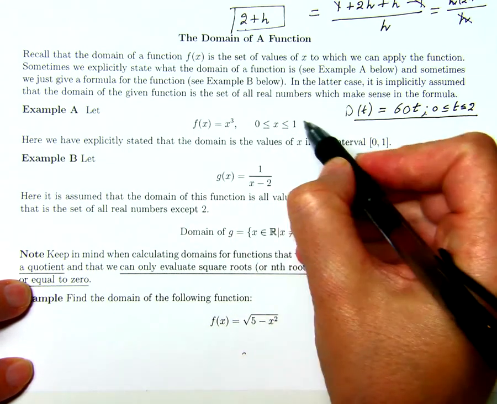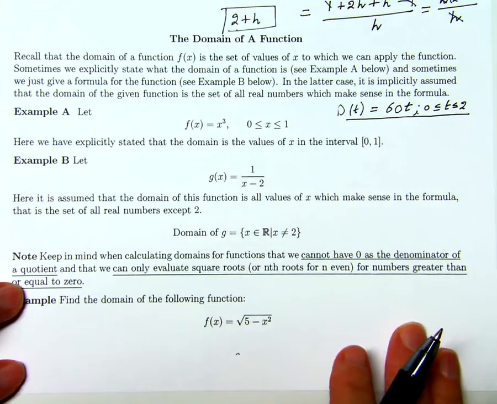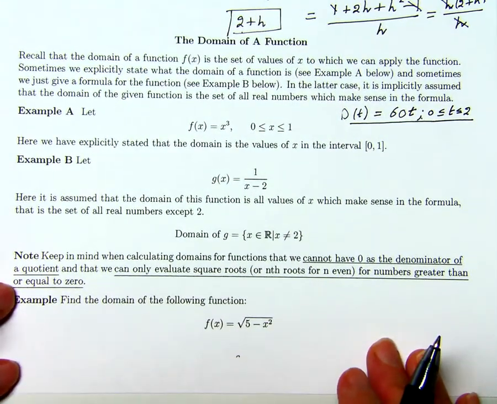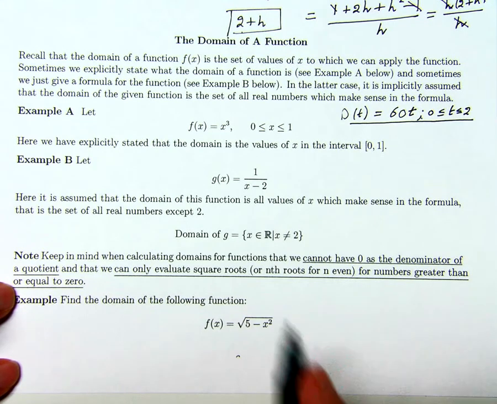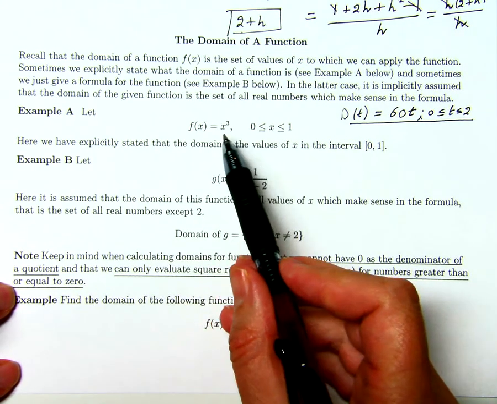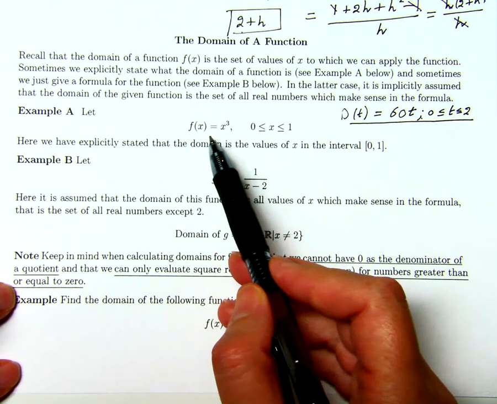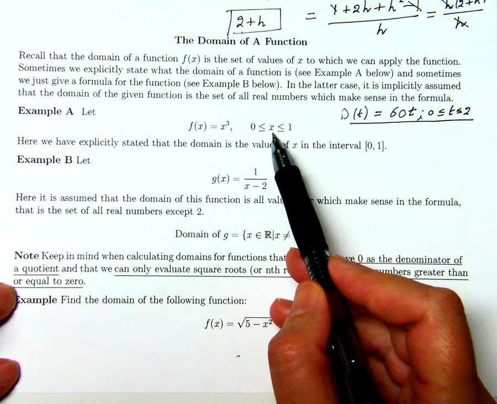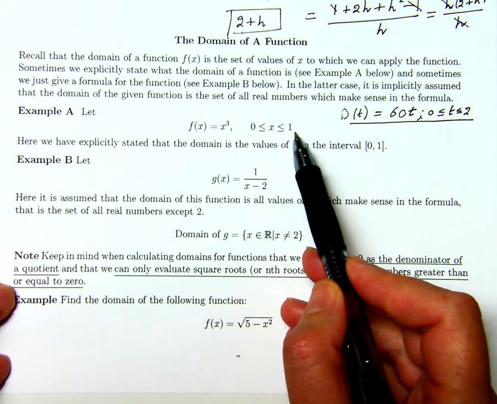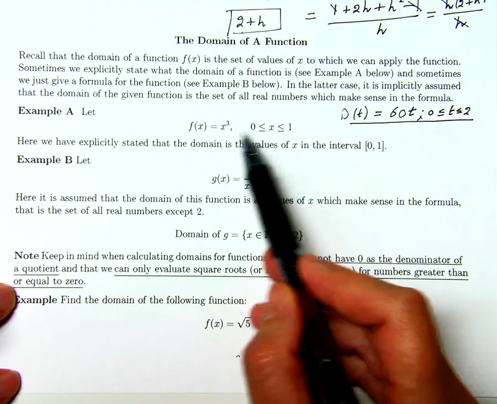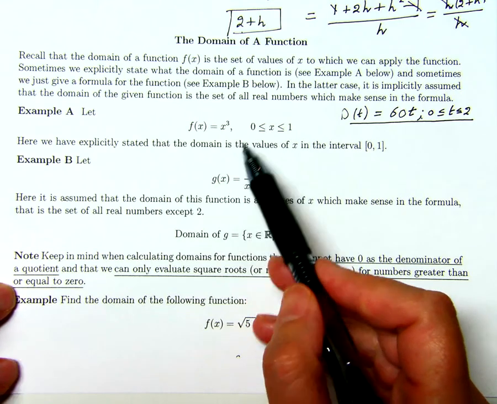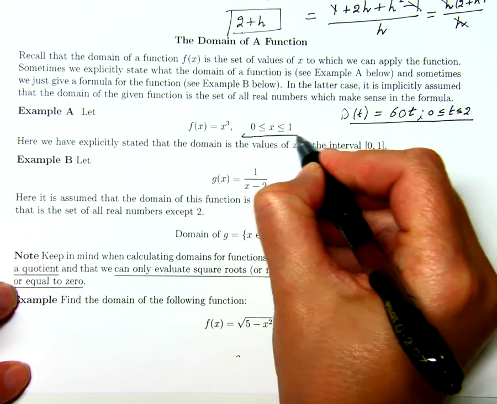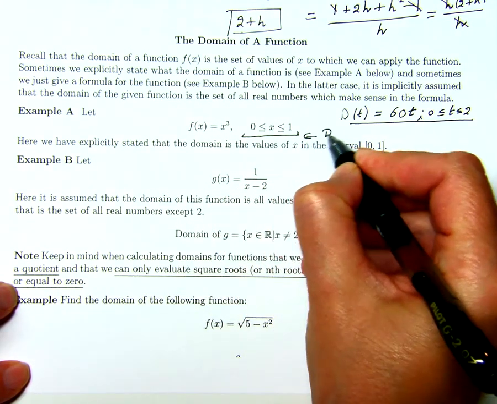And here's an abstract version of that, where instead of having a story behind what the function is, we're saying f of x is x cubed for 0 less than or equal to x, which is less than or equal to 1, and that's it. That's the only x values for which this formula holds. So we've explicitly stated what the domain is here.